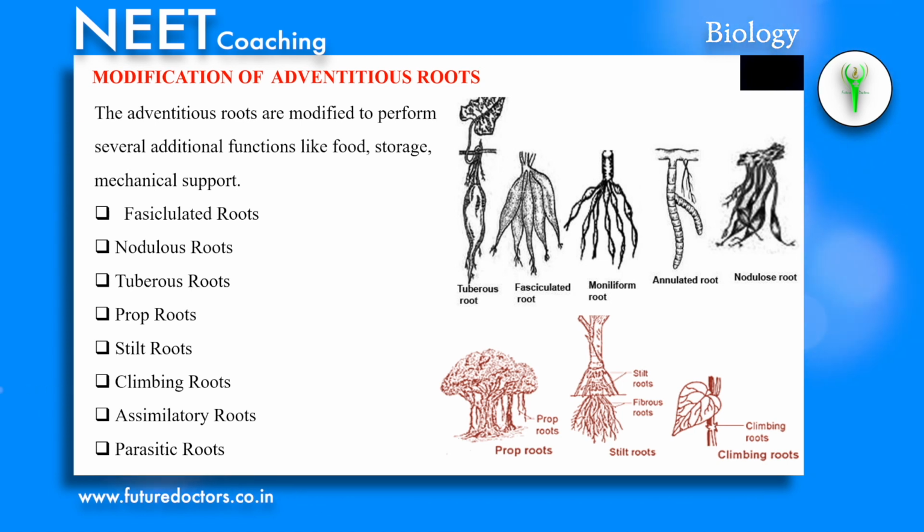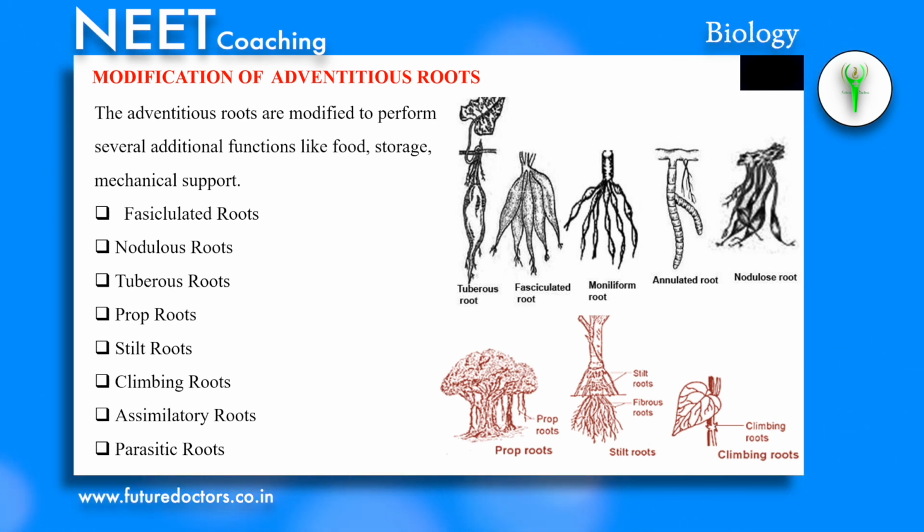Prop roots. The prop roots grow as horizontal branches of the stem and grow vertically downward, and they become thick and pillar-like and provide mechanical support to giant trees. Stilt roots. These are small, thick, supporting roots growing from the basal nodes of the main stem.